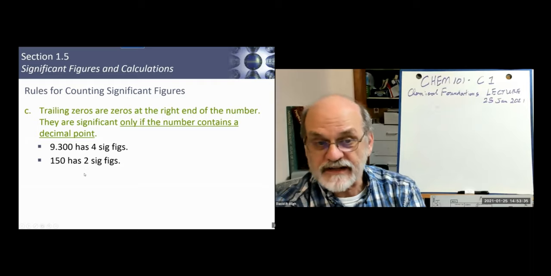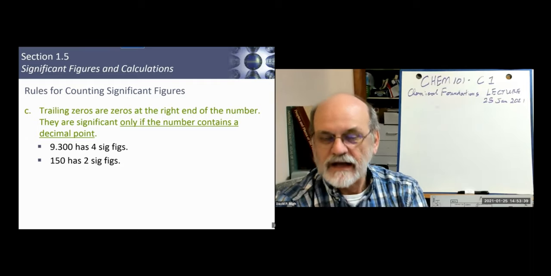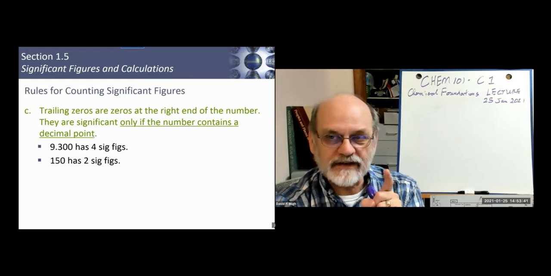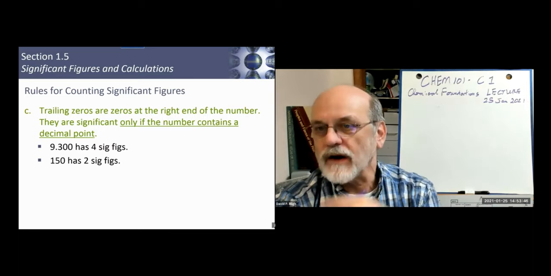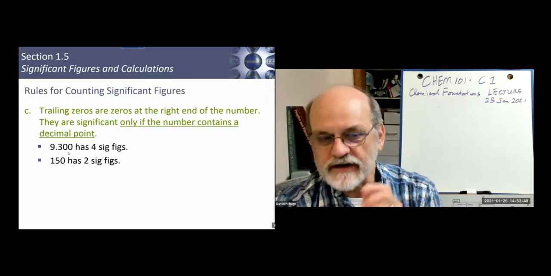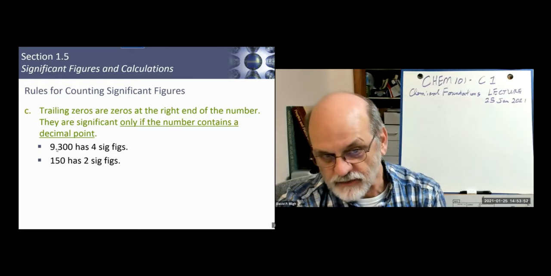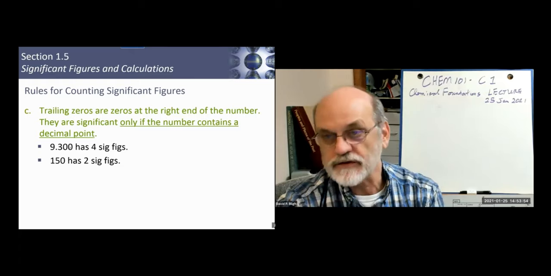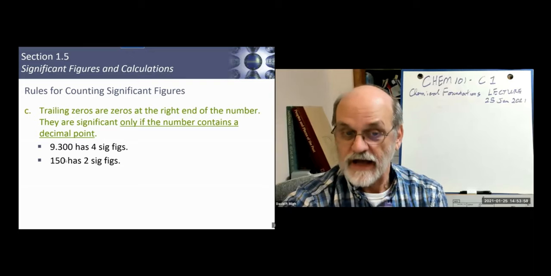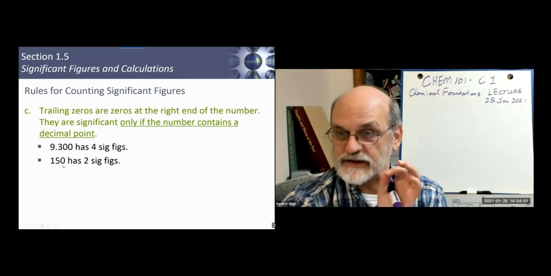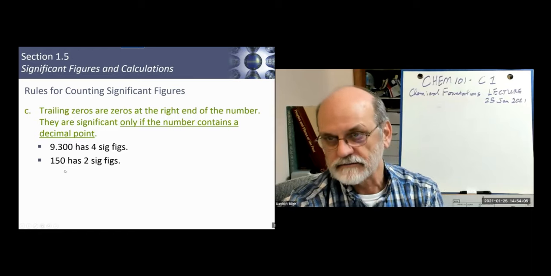The other possibility is zeros to the right, trailing zeros. Those can be significant, but not always. So when are they significant? Whenever there is an explicit decimal point in the number. This one has a decimal, so that makes these zeros significant. That number has four significant figures. This number does not have an explicit decimal, so that zero is not significant.